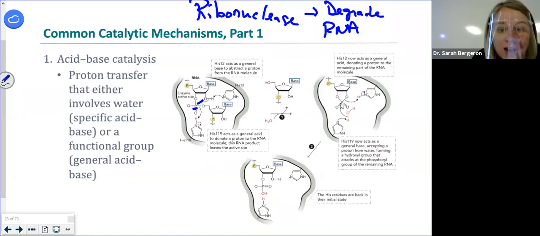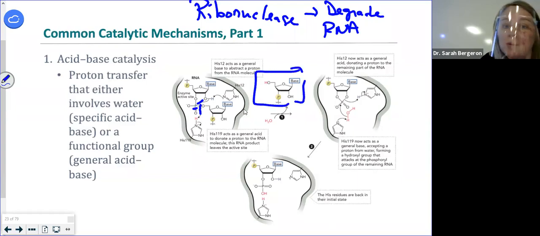So if it does that, it can only have so many bonds, right? If we add one, we have to take one away, right? And so what we're actually going to end up doing when we do this is we're going to break that bond right there. So what's going to happen is we're going to release one base from the RNA, right? So we're going to chop it up one residue at a time.